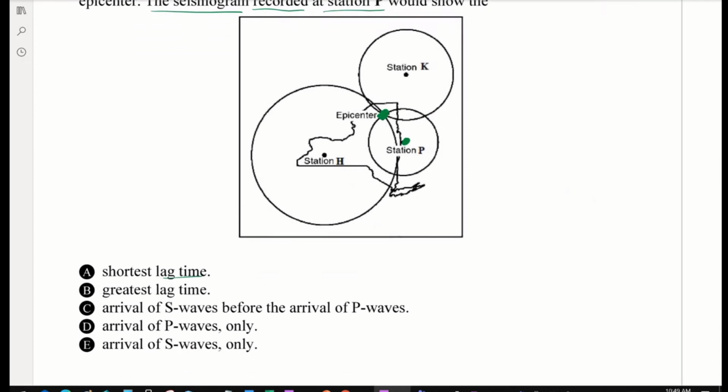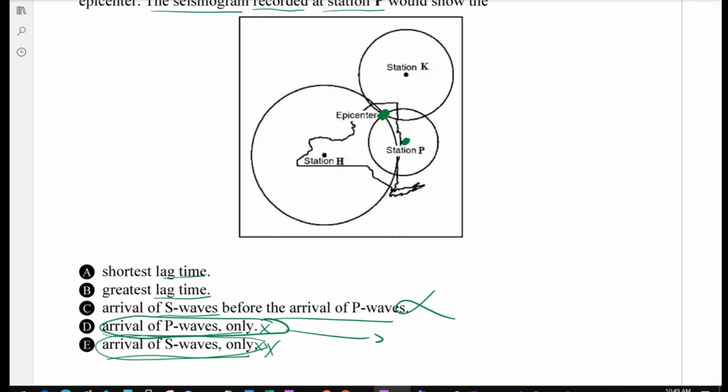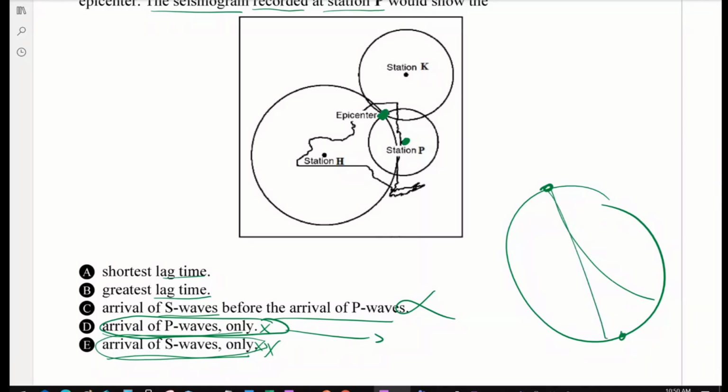The shortest lag time, the greatest lag time, arrival of S wave before arrival of P wave, of course not. Arrival of P wave only, I don't think so. Arrival of S wave only, of course not, because the S wave cannot arrive alone. The P wave can arrive alone, but only over very long distances. For example, if you are in America and we sense your signal in Australia, or in the south of the Atlantic Ocean, in this case we might receive P only and no S.